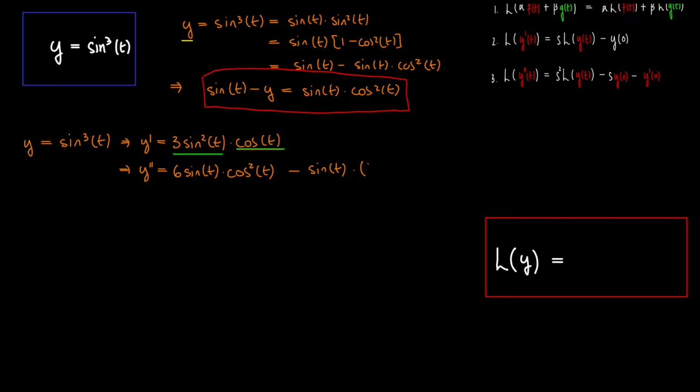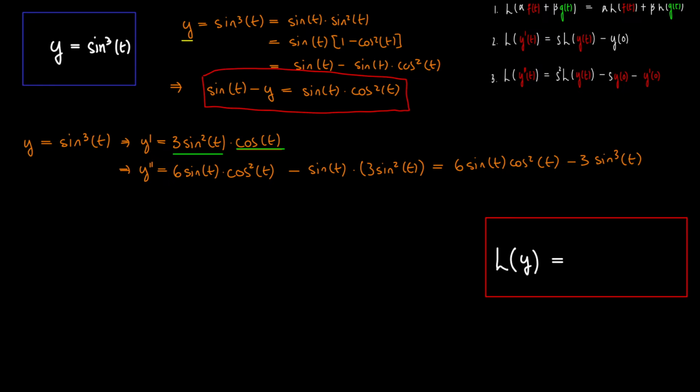I'll just put that here, minus sine squared of t, sorry, 3 sine squared t, and so this is just equal to 6 sine t cos squared of t minus 3 sine cubed of t. Okay.